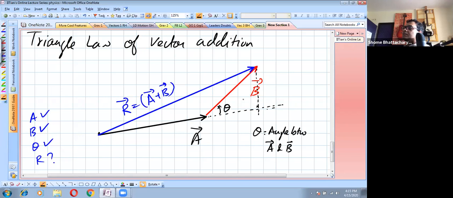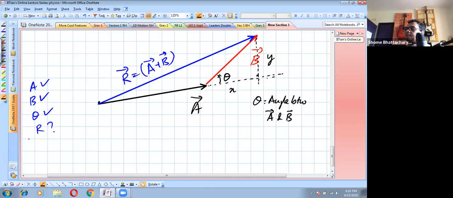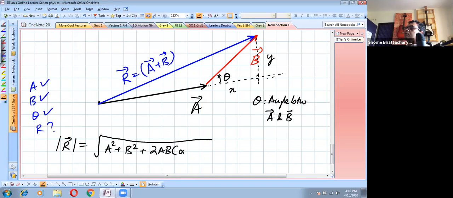So on that basis, then we apply trigonometry in this triangle. So if this side is X, this side is Y. We found out X and Y in terms of cos theta and sin theta. And then we found out the magnitude of the resultant in terms of X and Y and of course A. And doing that calculation, I'll just quickly remind you of what the resultant's magnitude became. It became root of A square plus B square plus 2AB cos theta.